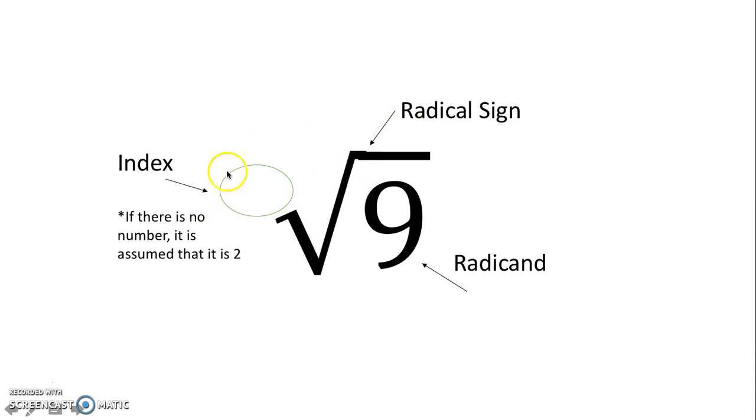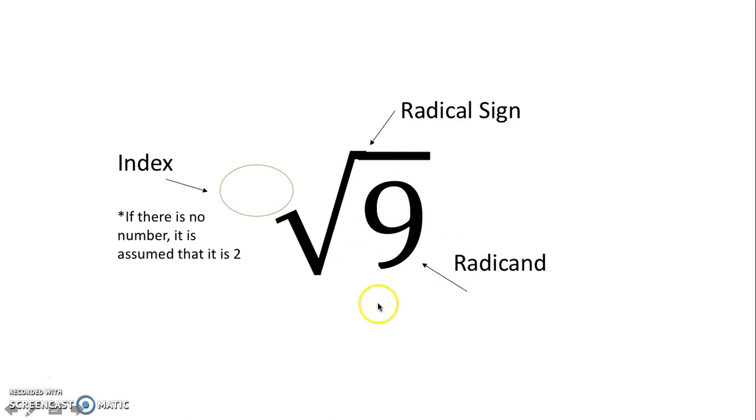This part above the radical, or around this little hump part, is called the index. Now, as you can see, there's no letter or number there right now, and that's because when there's no number, it's assumed that it's 2. So every time you see the square root, there will not be a number. You will see a number when we start getting into the cube root and other roots that we talk about.